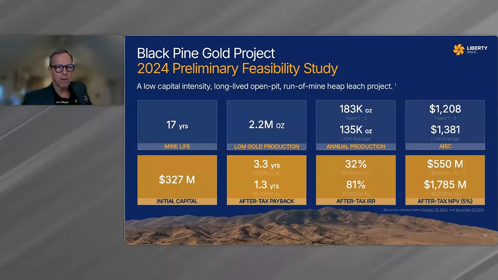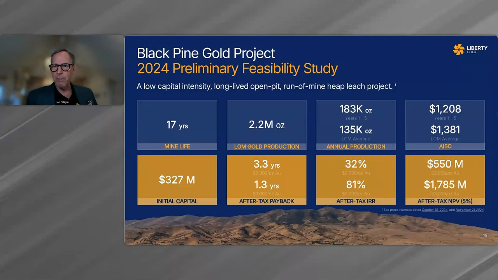Next, please, Susie. So this repeats the information from one of the first slides I showed you, just to give you a sense of the economics. Bottom line where you see the numbers in white, that's at $2,000 gold. So we had just over $500 million NPV, 3-year payback, 32% IRR. These are all after tax.